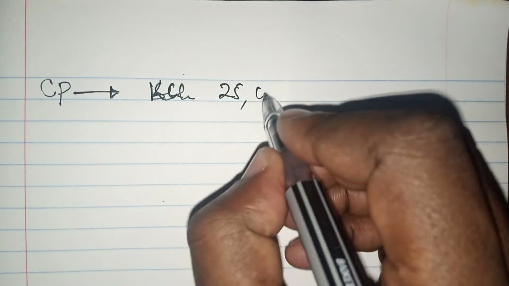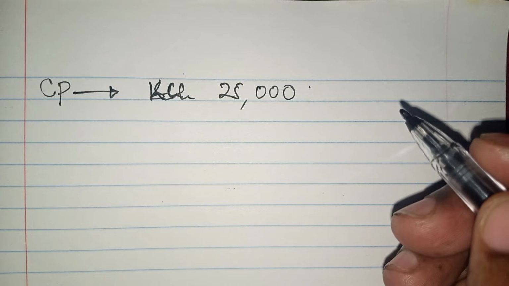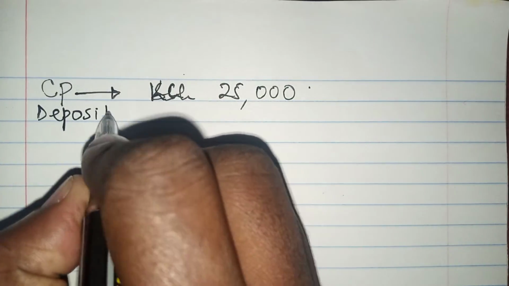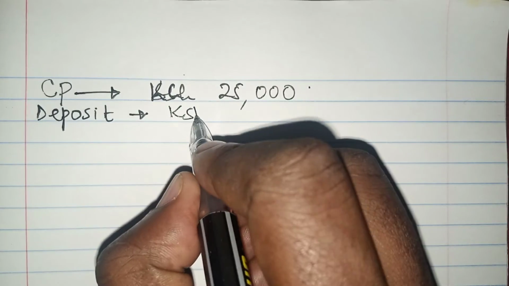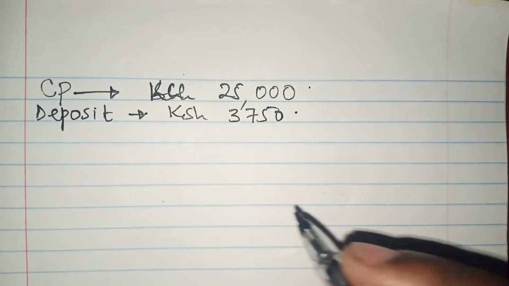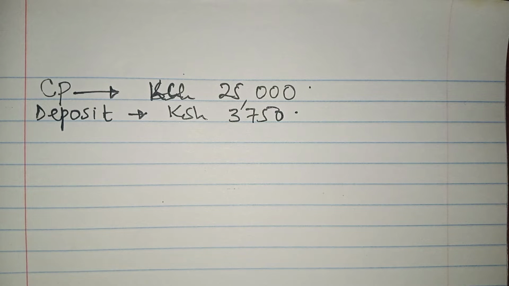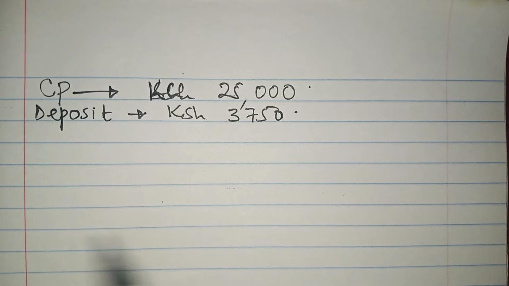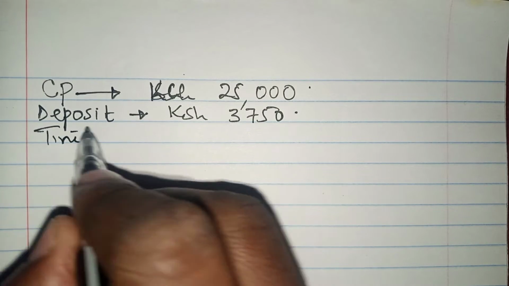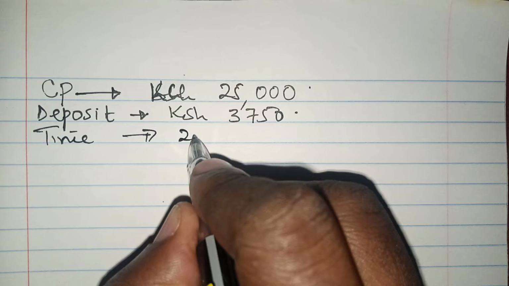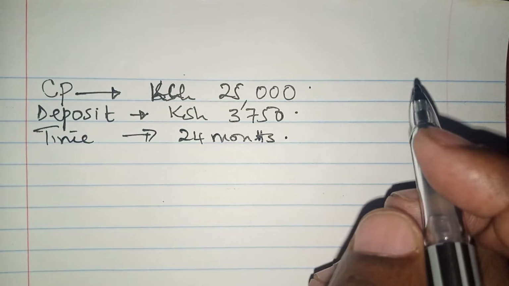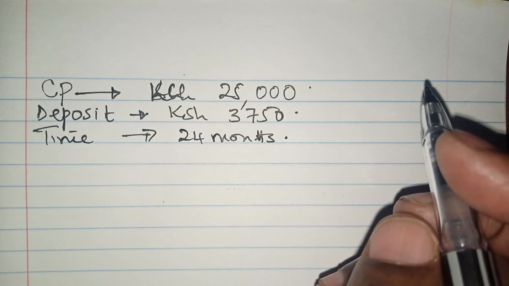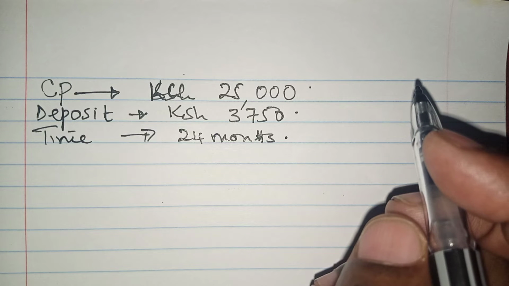The cash price of a television set is Kenya shillings $25,000. A customer paid a deposit of Kenya shillings 3,750. He repaid the amount owing in 24 equal monthly installments. That is 24 months. If he was charged simple interest at the rate of 40% per annum, how much was each installment?